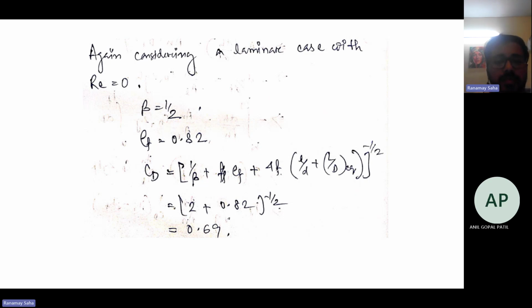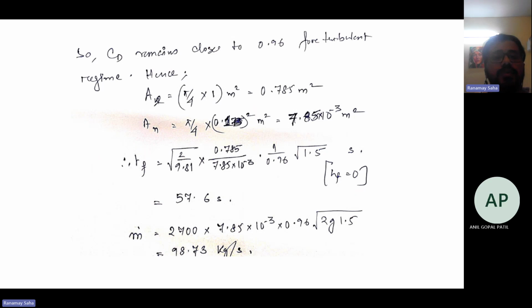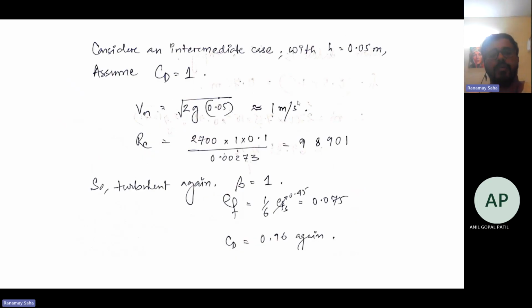Similarly, let us consider one more case, which is somewhat intermediate. Okay, where again let us take the height h equal to 0.05 meter, any height here. Just want to check at an intermediate position. Assume CD equal to 1 again. So you can find out the nominal velocity as square root of twice g into 0.05. It is coming almost equal to 1 meter per second. Then you find the Reynolds number the same way. It is coming out somewhere around 98,000. Okay, which is again in the turbulent region.